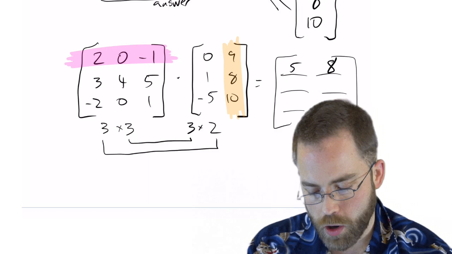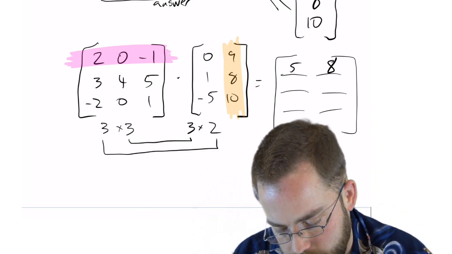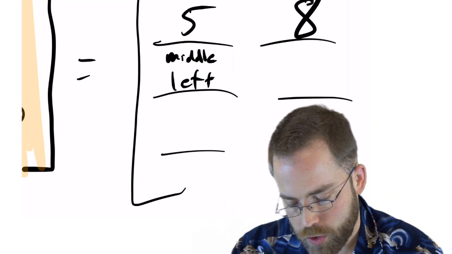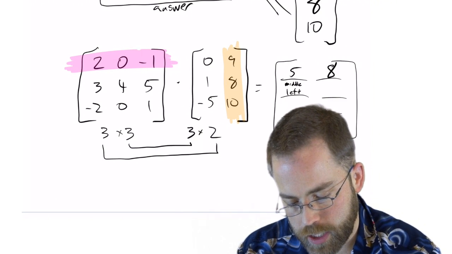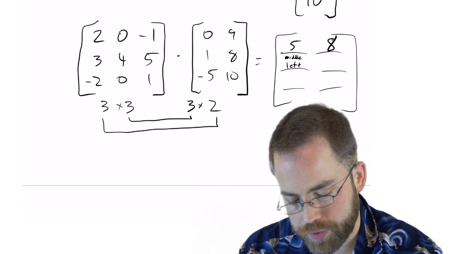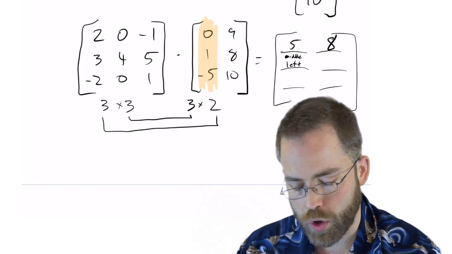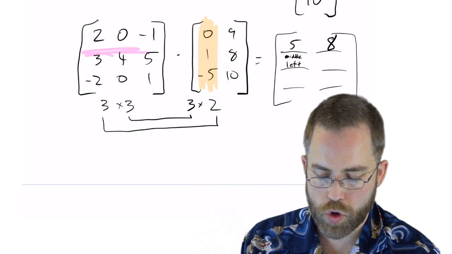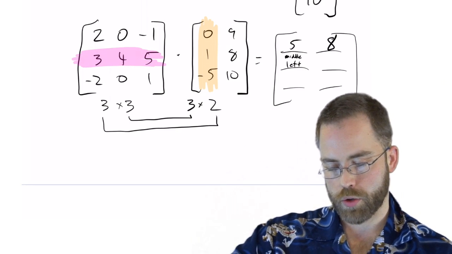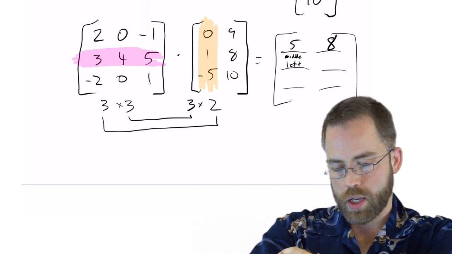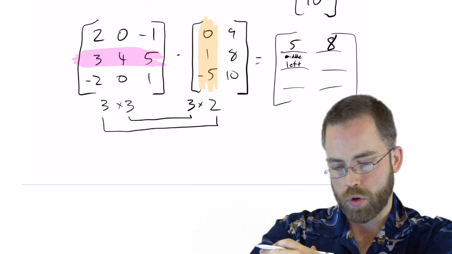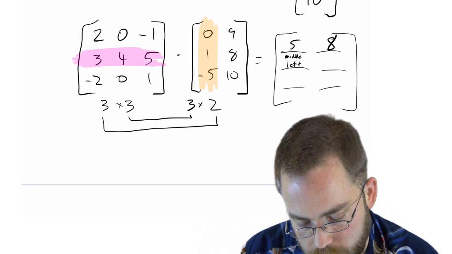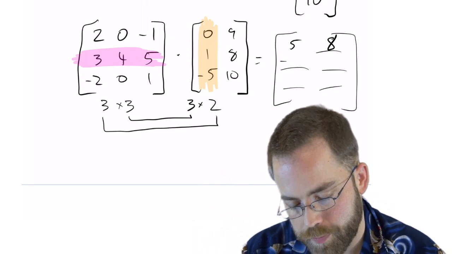Okay, so now what do I have? Now I have middle left. Now I'm going for the middle left, so I need to realign which pieces I'm doing. I want to be doing the left column over there, and over here I want to be doing the middle row, so that's going to be those two, and when I smash that together, I get 0 plus 4 minus 25 is negative 21. For that spot right there.